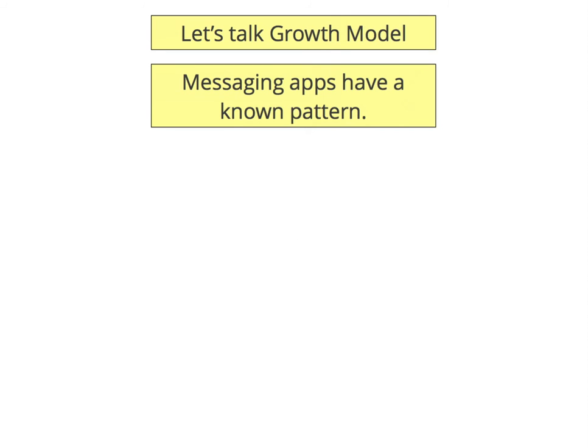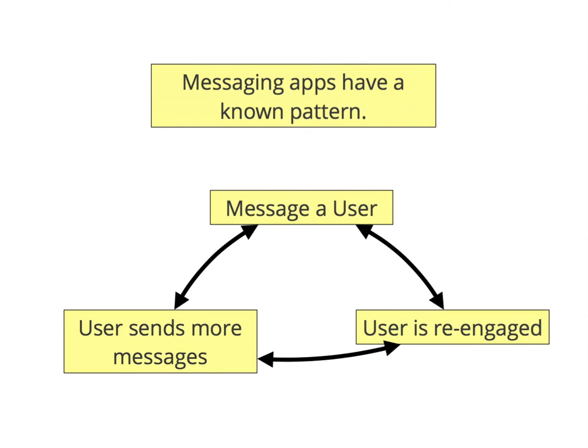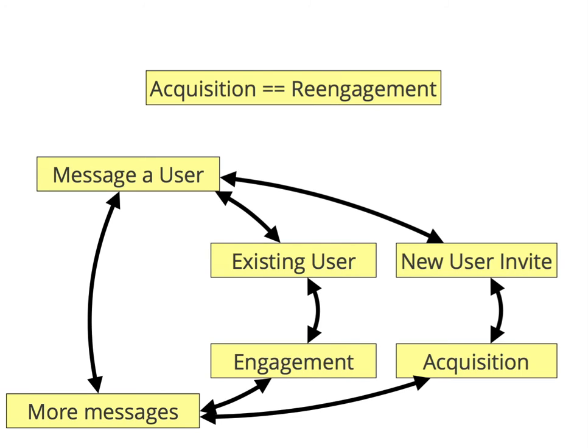So let's start talking about growth models. This is actually really important when it comes to understanding the growth of your app. So somebody messages a user, that user is re-engaged and then sends more messages. And those messages re-engage other users. And this is like a cycle. It just goes around and around. And that's really good. And when you take in new user acquisition into this, a new message can be sent to an existing user and it's re-engagement, or it's to a new user and then you acquire them, who then comes on board, and when they send messages as a user, they start to re-engage everyone else. So acquisition and re-engagement are very, very related in messaging apps.